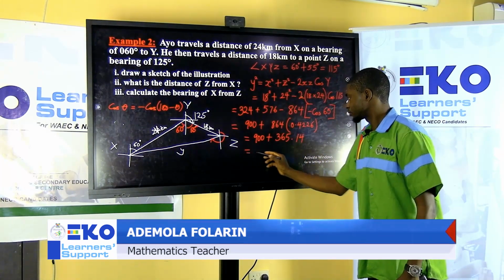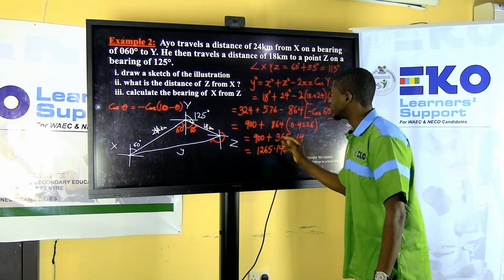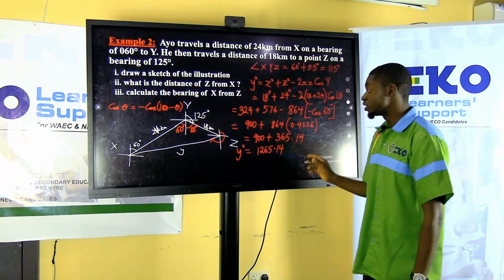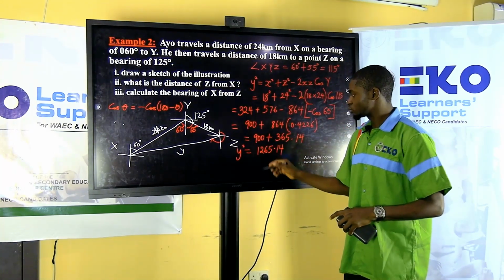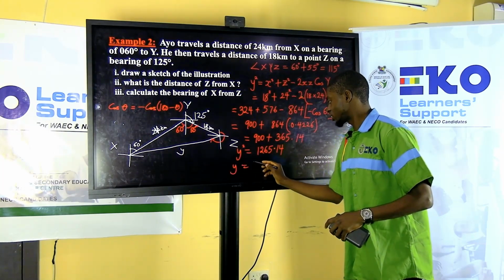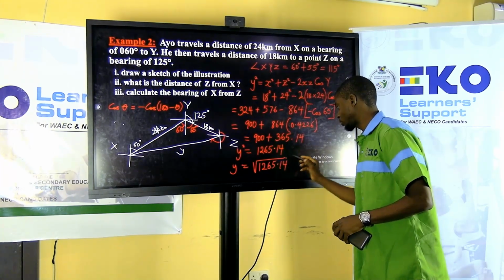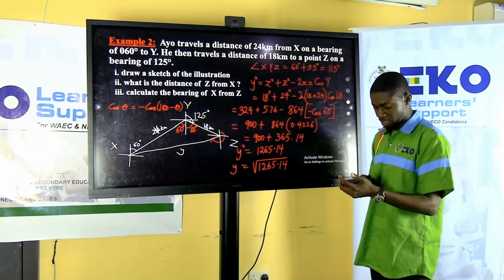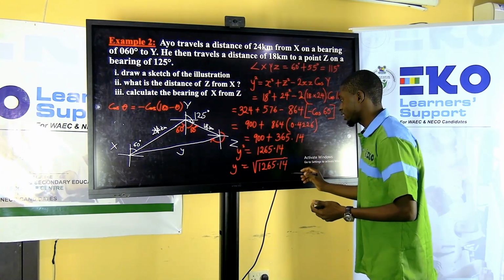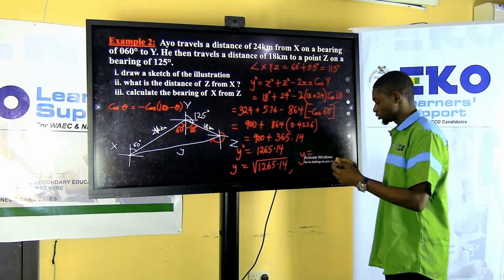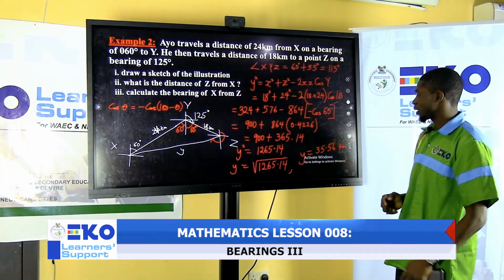Add this together. So we are going to have 1265.14. Remember, that is our y squared. Y squared. And we need y itself. So you take square roots of both sides. The square root of this place will cancel out the square here. And you take the square root of this, which is 1265.14. So what would that give us? Square root of 1265.14. That's our y. Y is equal to 35.56 kilometers. So we are not asked to approximate, no problem.